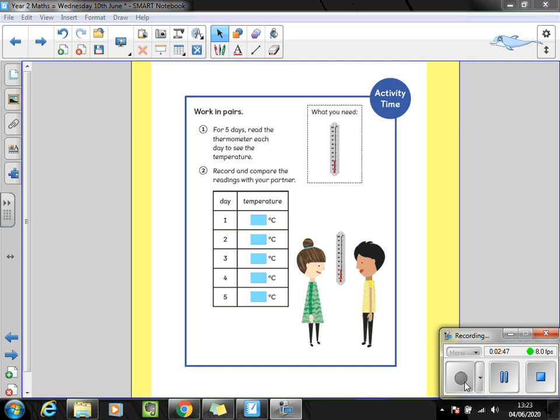So choose a time where you know that you might be home and you might be able to access your thermometer and agree to measure the temperature at the same time every day. It might be that you have to go outside and get wet if it rains, but hopefully with the beautiful weather we've had and the very hot temperatures we've had lately, there won't be much more rain.